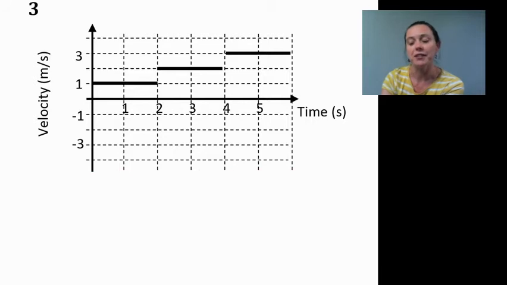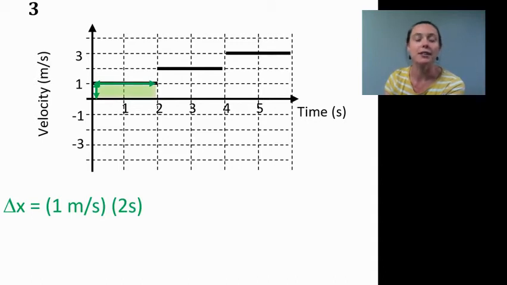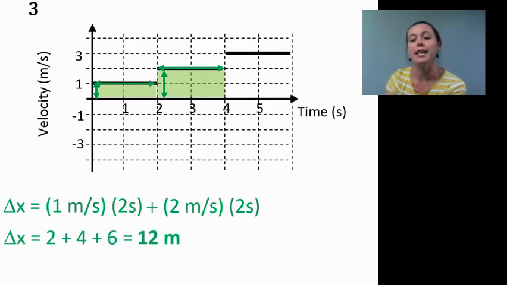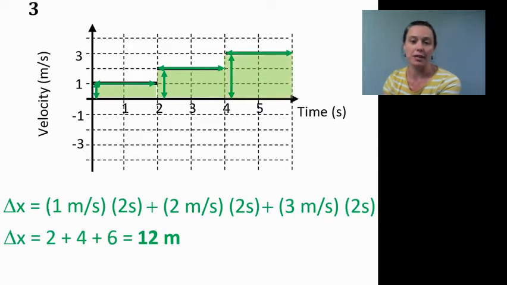In order to find out the displacement this time, we need to break the motion into each section separately. For 2 seconds, it travels at 1 meter per second. For the second 2 seconds, it travels at 2 meters per second. And for the third section, it travels at 3 meters per second. Adding these values together, we find that this object will travel a total of 12 meters. Notice that we found the area under the graph for each of these sections.